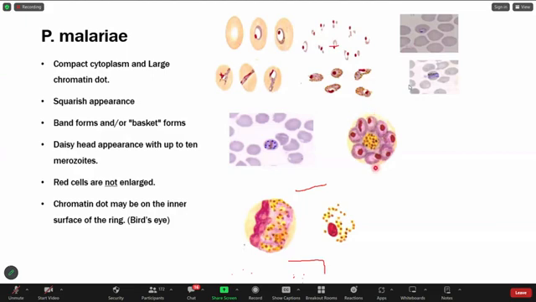Also, there's a lot of pigment right from the trophozoite stage to the schizonts and up to the gametocyte stage. In P. malariae, the infected cells are not enlarged, but there is a lot of pigment, like you see in these fields here. There's a lot of pigment.